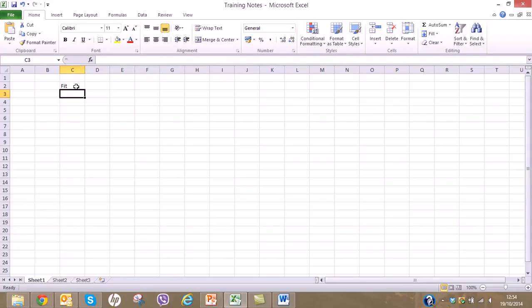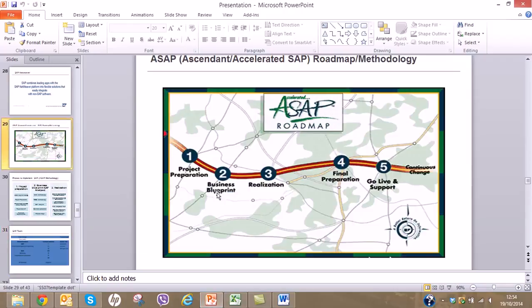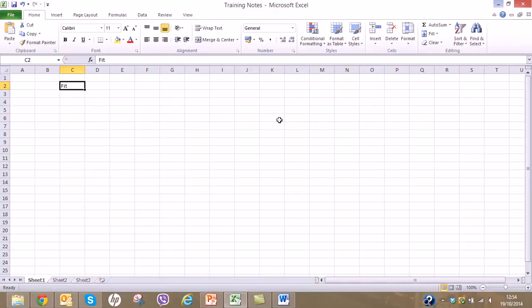Before we say that this is fit, we also have to write the blueprint document. Now the blueprint document can be many types, like many documents make the blueprint document. The first document is called PDD. PDD means process definition document.